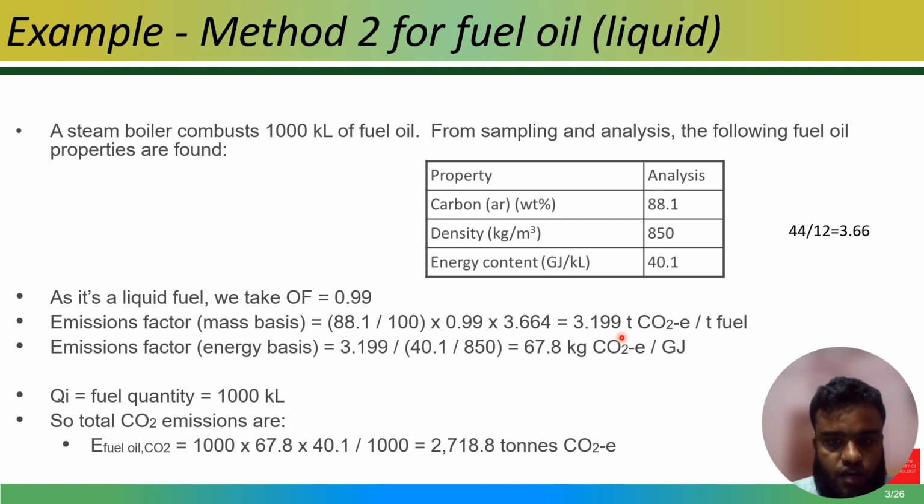So the emission factor on a mass basis is 3.19, multiplied by 40.1, which is the gigajoule per kiloliter, and divided by density, which is 850. If you rearrange the units, you can see the unit comes out as 3 kilograms of CO2 per gigajoule of energy, which is our aim to find.